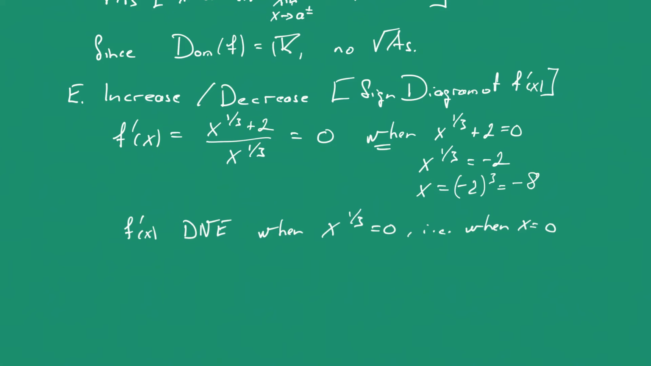Critical numbers are those values in the domain of the function where either the derivative is 0 or the derivative does not exist. In this case, both -8 and 0 are in the domain of the function, and these are the places where the derivative is 0 and does not exist. So these are both critical numbers. Let's just note that. So this is a critical number, and x equal to 0 is also a critical number.